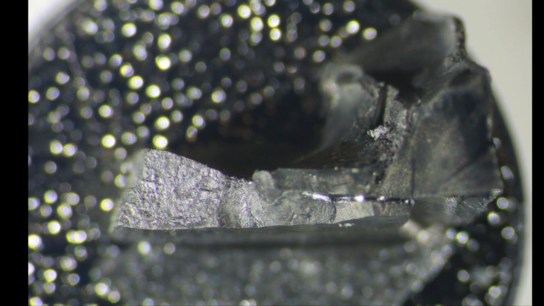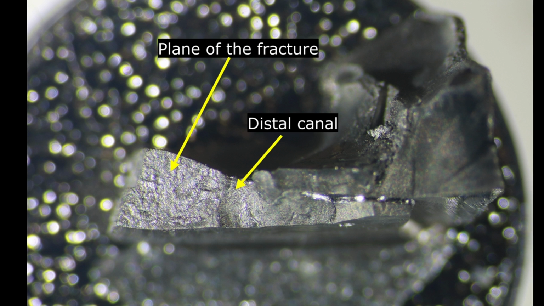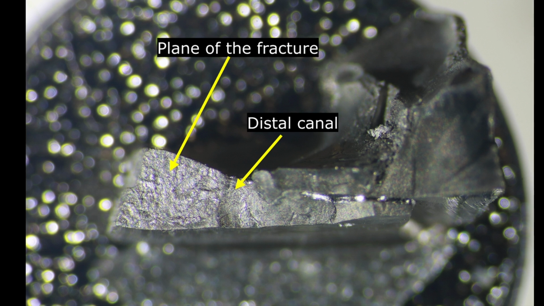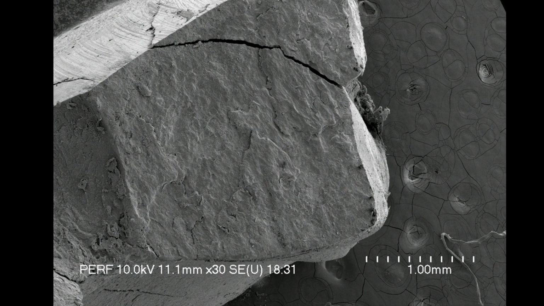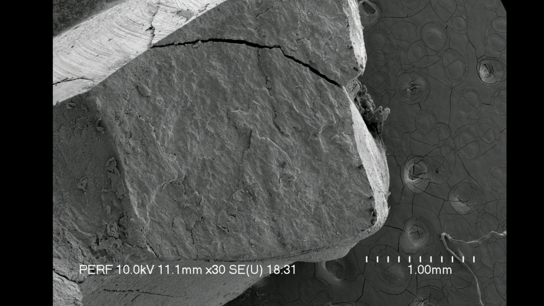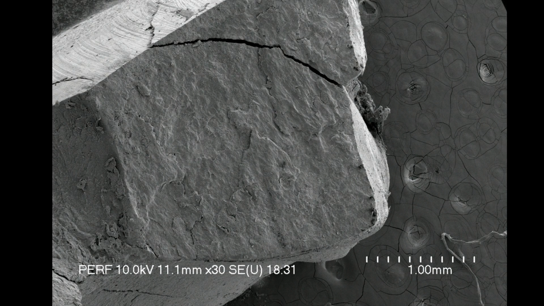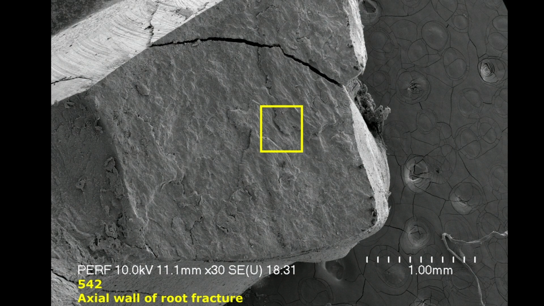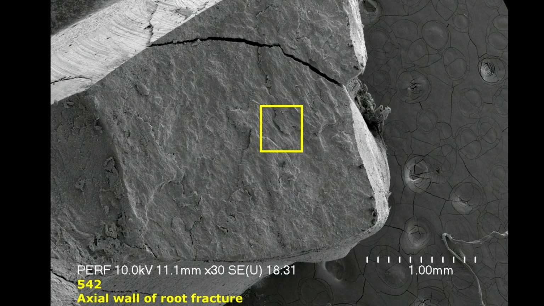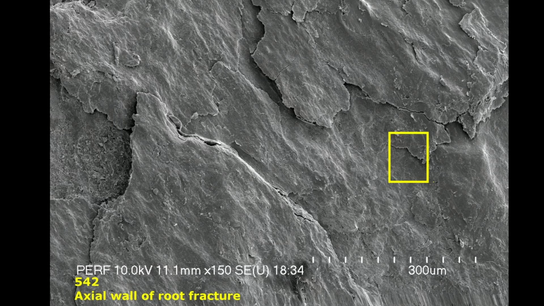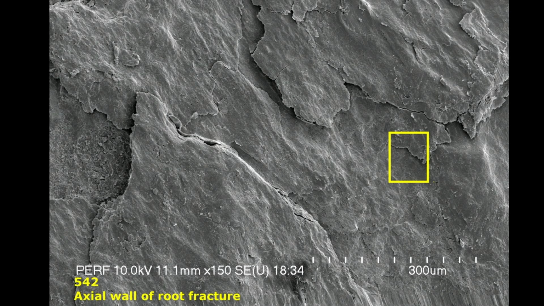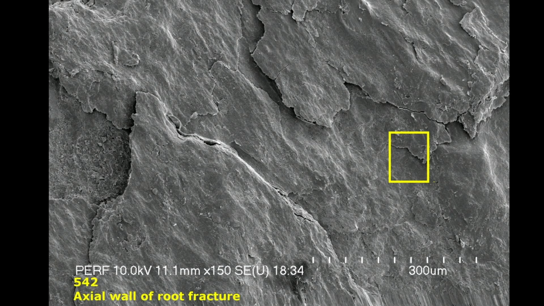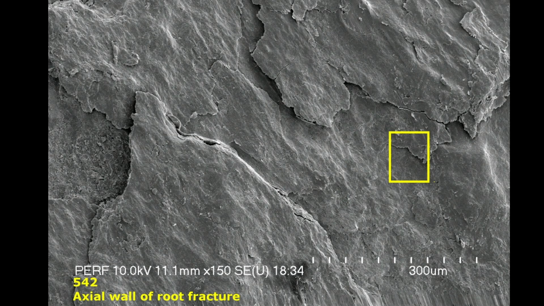So you're actually looking at the axial wall of that fracture, and you can see how the biofilm moves from the exterior into the distal canal. And it's kind of a unique perspective on how to look at these biofilms. So this is a natural wild type biofilm on the axial wall of that fracture. And when you go into it, you get a sense for what these biofilms actually look like.